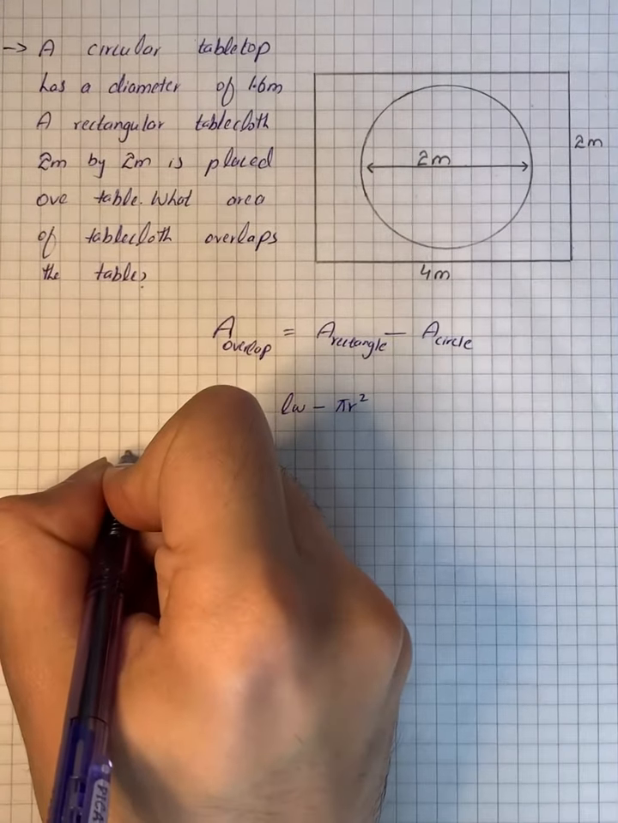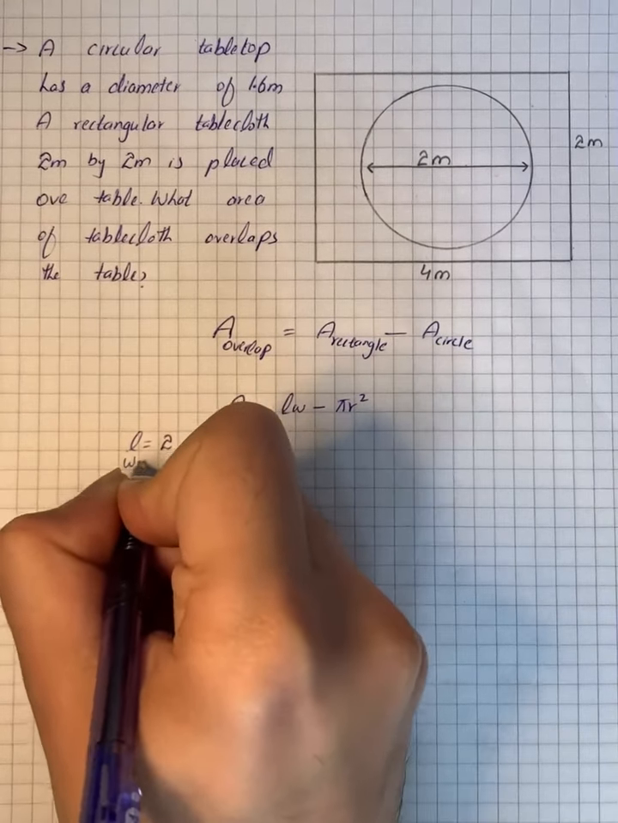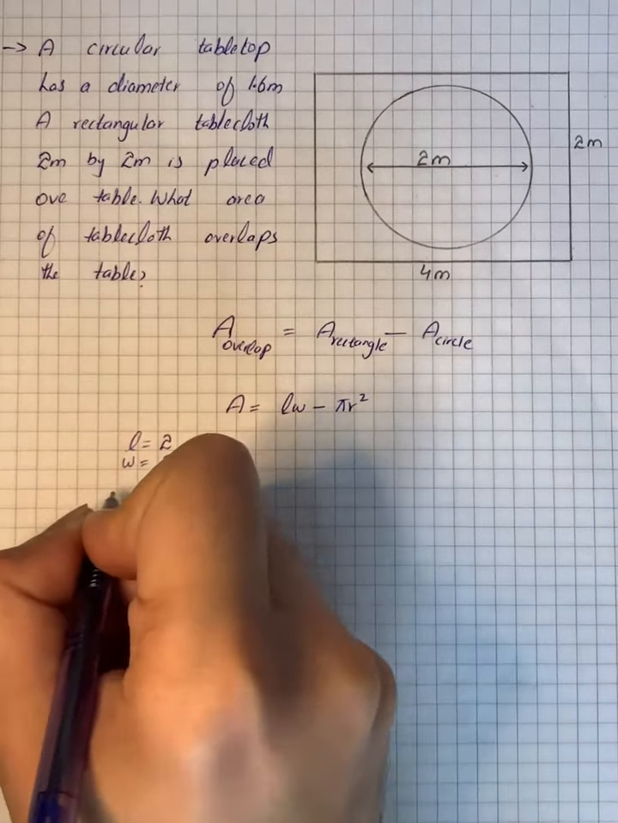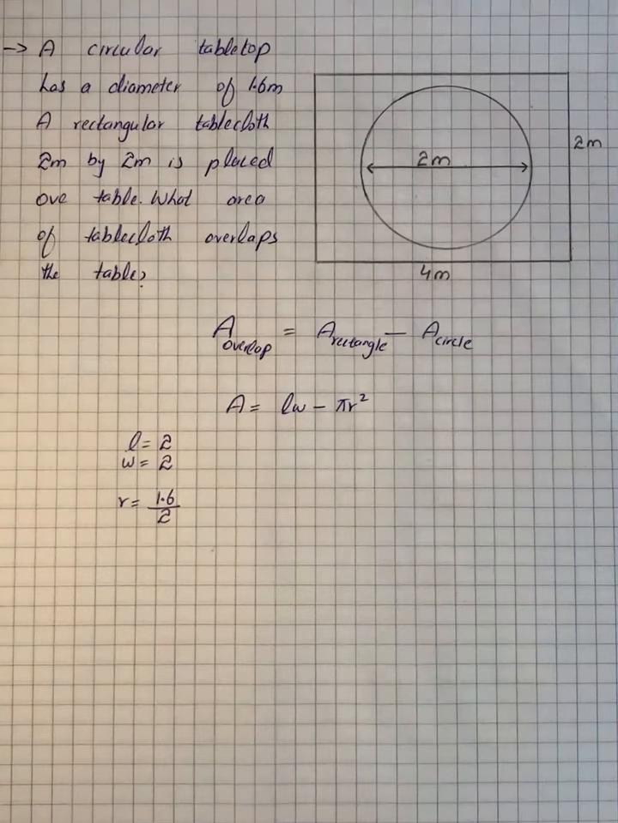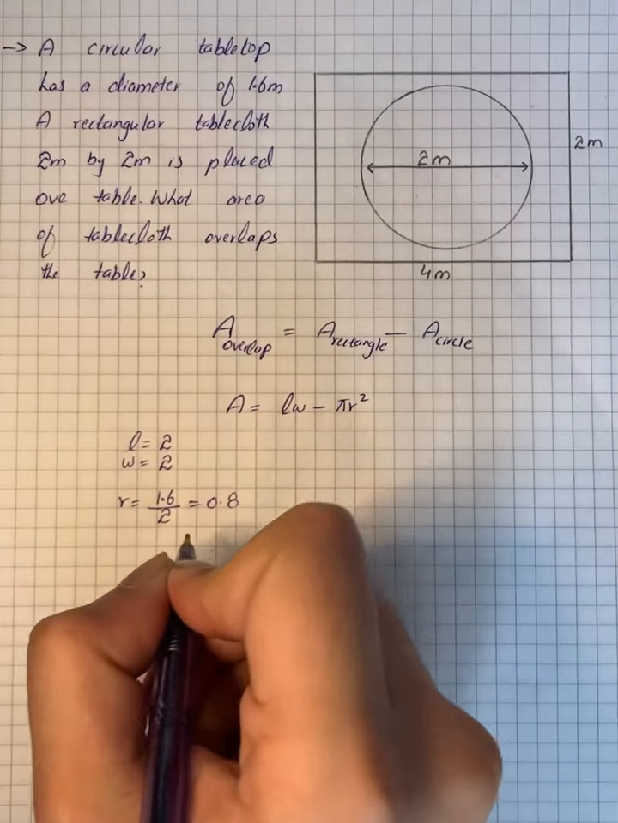Now we have L equals to 2 meter, W equals to 2 meter, and R we have 1.6 by 2 meter, because 1.6 is basically the diameter of the circle. So it is equal to 0.8 meter.